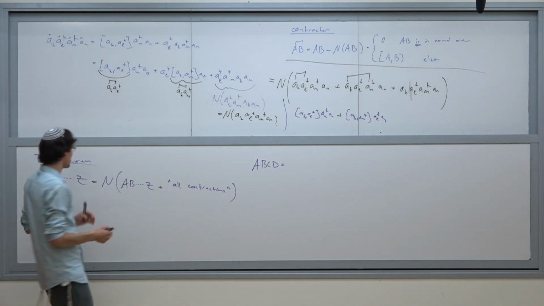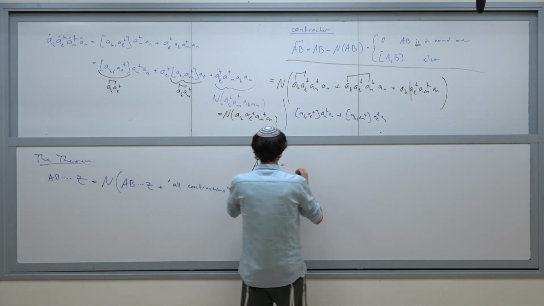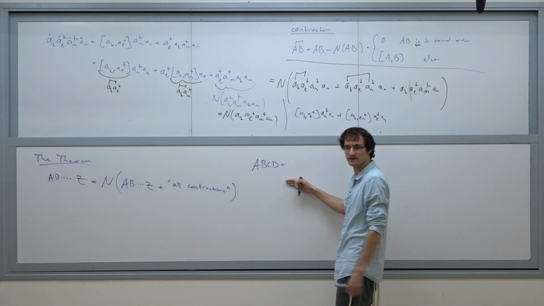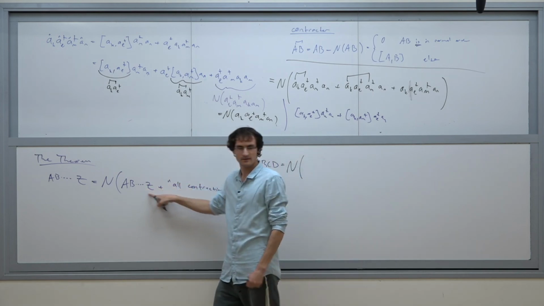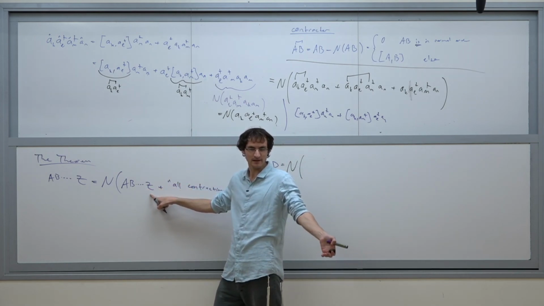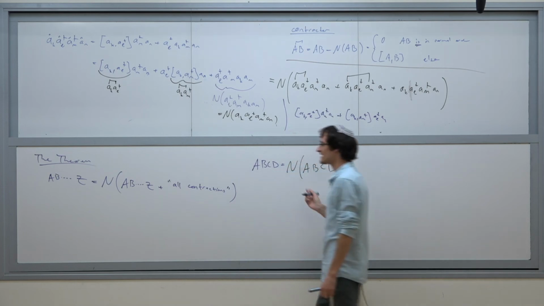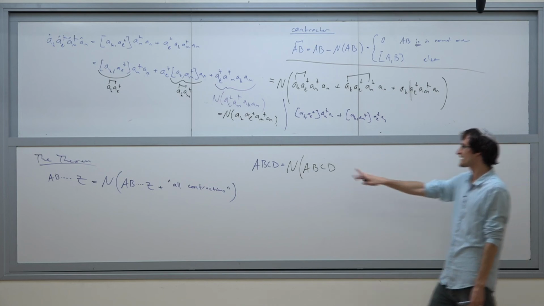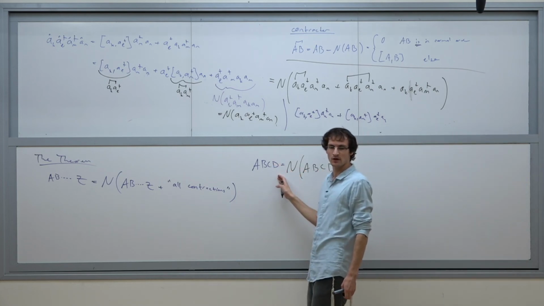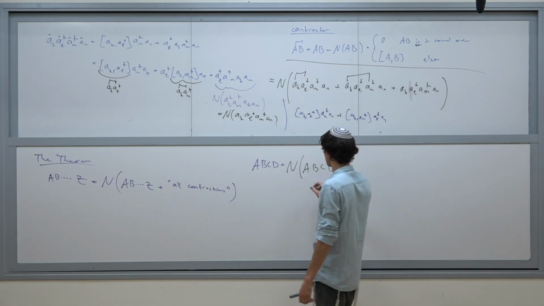All contractions mean I have to do this one by one. So for A, B, C, D, I look at an example of 4 operators, which is equal to the normal order of A, B, C, D itself, right? And then all contractions. Now there are 2 ways of contracting. I can contract 1 pair at a time or 2 pairs at a time. So there are 6 options to choose pairs.